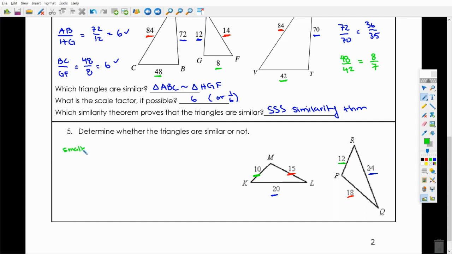So I'm going to do the smallest first here. I'm going to put that one on top, this shape on the bottom. So I'm going to have 10 over 12. And so that's 5 over 6.